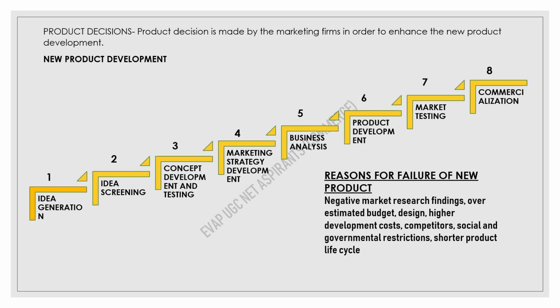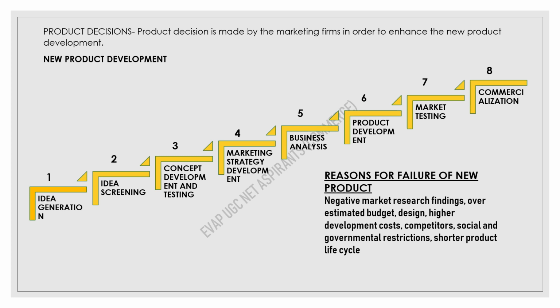Product decisions. Product decision is made by marketing firms in order to enhance the new product development. New product development takes place in 8 stages. So let us see what are the 8 stages. First is idea generation. Second step is idea screening. Third step is concept development and testing. Fourth step is market strategy development. Fifth is business analysis. Sixth is product development. Seventh is market testing, and finally it is commercialization.